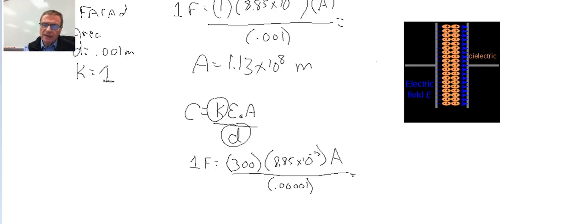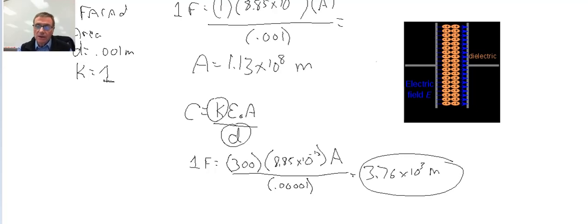Well, when we plug that into the calculator, what I get is 3.76 times 10 to the 3rd meters. Well, is this still realistic? Well, no, not really. But we're getting somewhere. We've reduced it from 10 to the 8th meters to 10 to the 3rd meters, which is a big improvement. Now, one thing I have not covered yet is, why does a dielectric make a difference?